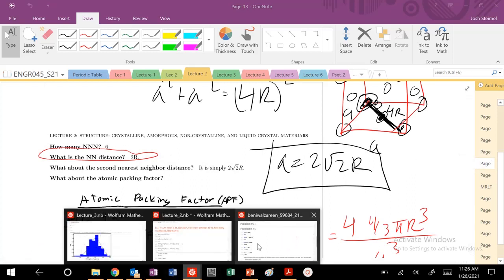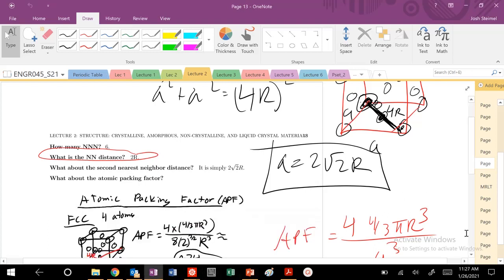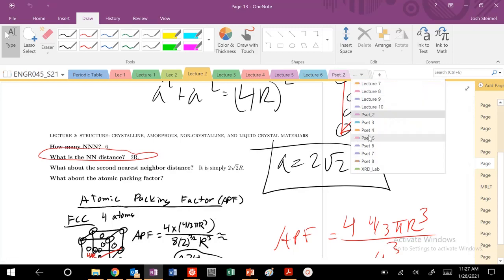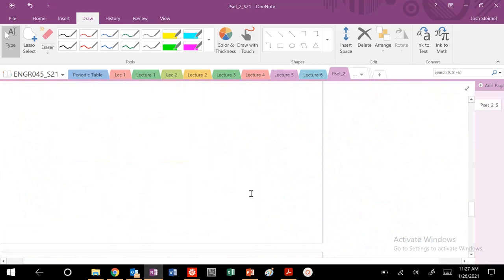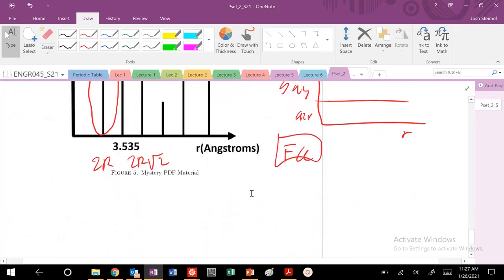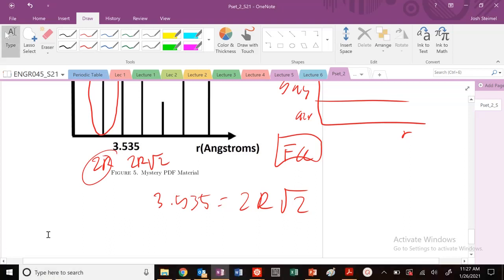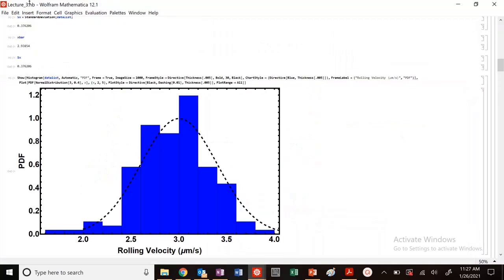So I can now do some math. Excuse me, let's go back to our Pset 2. If I know that 3.53 angstroms equals 2r square root of 2, I can go ahead and solve for r and then fill in what this is. Let's go ahead. I'm going to switch my writing style for a second. I'm going to create a new notebook.